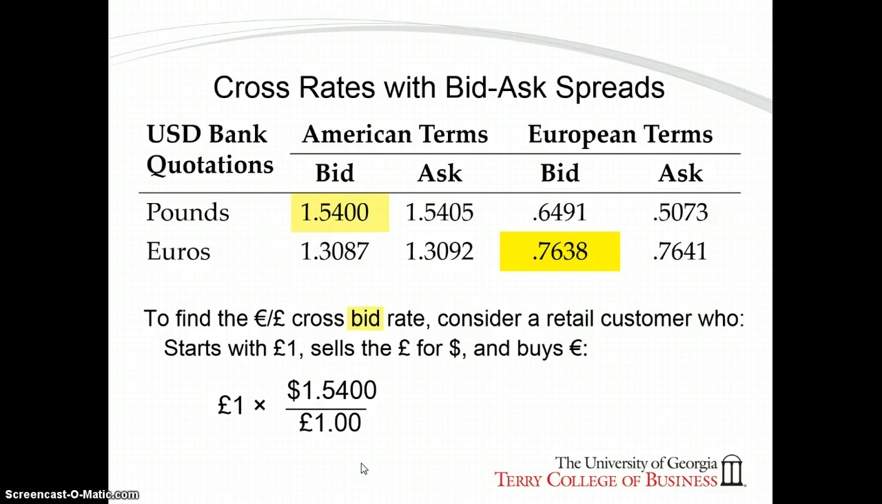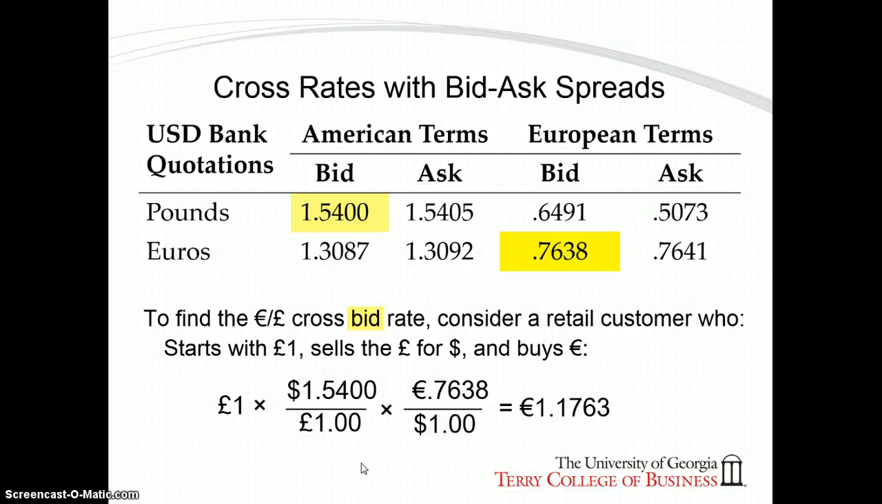In the second step, the dealer is buying dollars, the asset, with euros. Thus, the European term bid rate is the correct rate to use. By the way, you could also use the reciprocal of the American term ask rate here. Can you explain why?